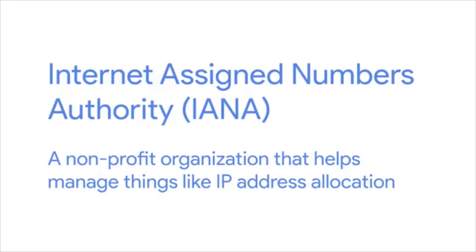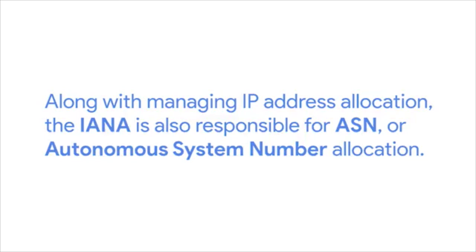The IANA, or the Internet Assigned Numbers Authority, is a nonprofit organization that helps manage things like IP address allocation. The internet couldn't function without a single authority for these sorts of issues. Otherwise, anyone could try and use any IP space they wanted, which would cause total chaos online. Along with managing IP address allocation, the IANA is also responsible for ASN, or Autonomous System Number Allocation.